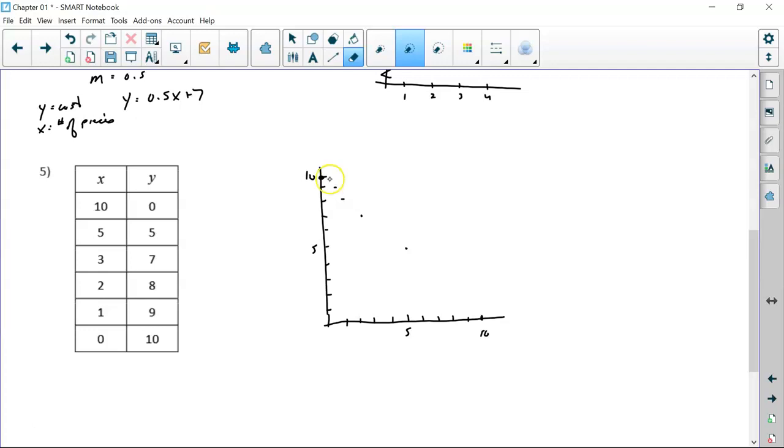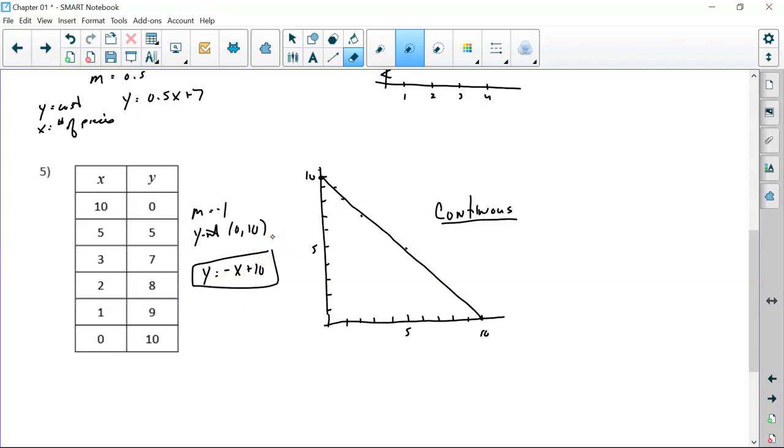So our graph, like I said, it's going to be continuous because there's no context. We're not limiting ourselves by only being able to have, ignore the spelling there for continuous. So what we have here is our slope. What we're doing is we're going down 1 and to the right 1. So our slope is -1, and our y-intercept is given to us at 0, 10. So y equals -x plus 10. And that's a continuous graph. No context, we'll consider it continuous.